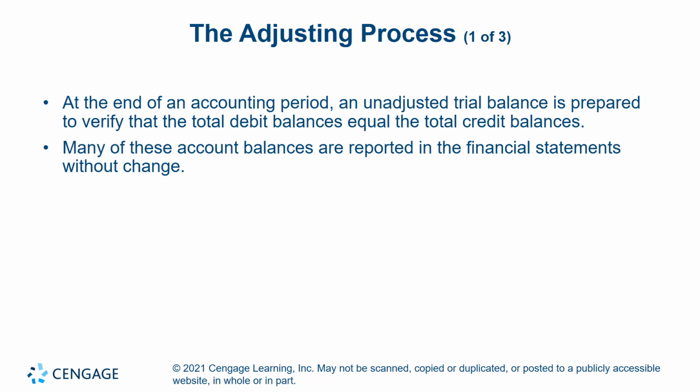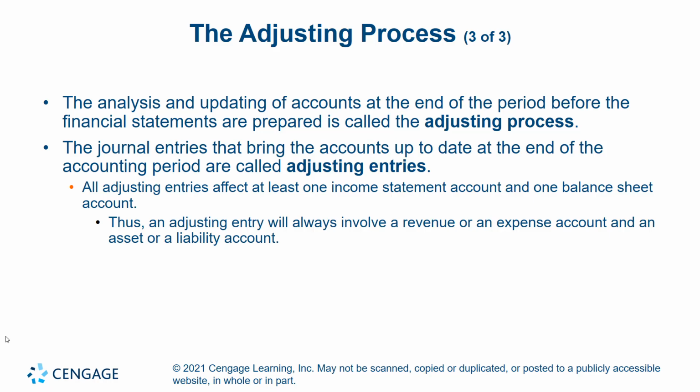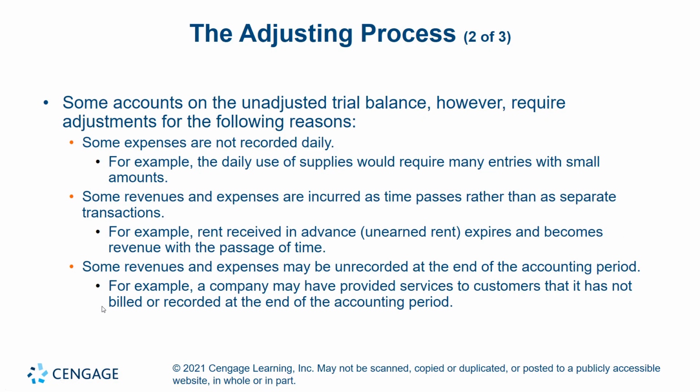Trial balance is assembled. At this point, the trial balance is an unadjusted trial balance because there are some transactions that still need to be recorded. At the end of the period, the company needs to record additional entries called adjusting entries, hence the adjusting process. Question is why? What are these entries and why weren't they recorded before?